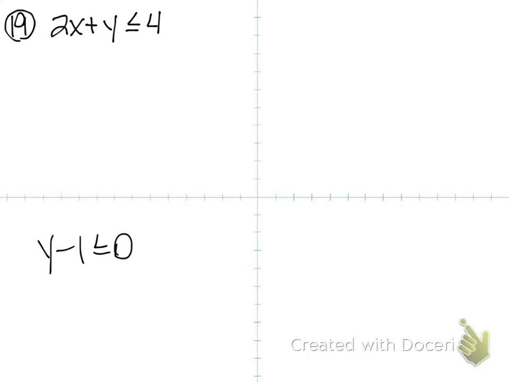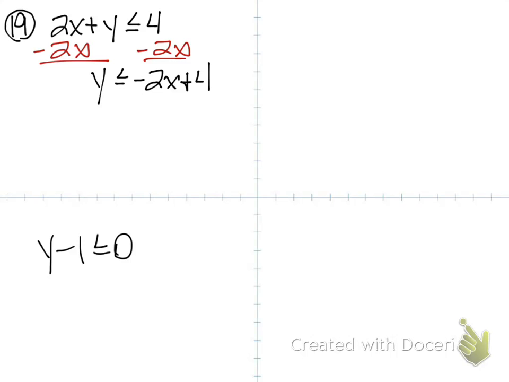So here's my system. 2x plus y is less than or equal to 4, and y minus 1 is less than or equal to 0. So we have to graph both of them. I like to put them into slope-intercept form. So on the top one, let's move the x term. That gives me y less than or equal to negative 2x plus 4. Now that I can graph.